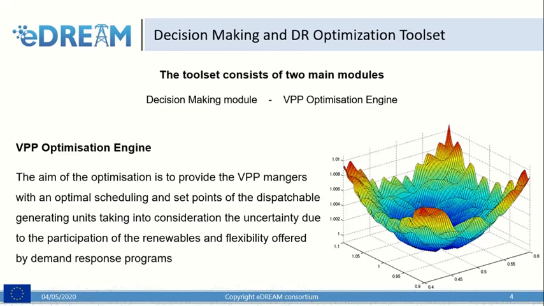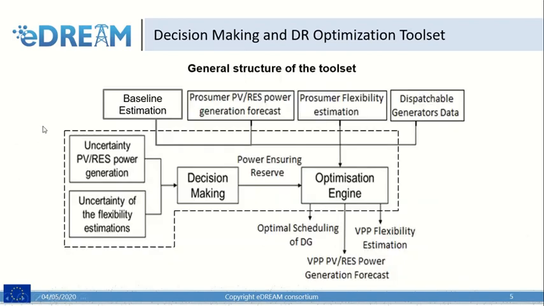Once the power reserve has been calculated, the virtual power plant optimization engine will provide the virtual power plant managers with the optimal dispatchable schedule of the generation units participating in the virtual power plant. The output of the engine will be the optimal list of generation units which should be used and the set points of each selected unit, which satisfies the power demand and the power reserve. The general structure of the toolset is as shown in this figure.